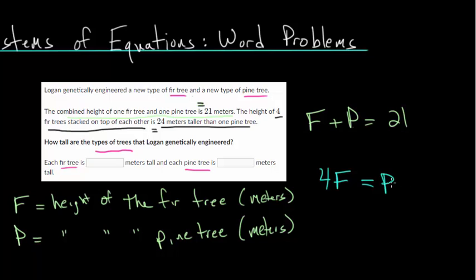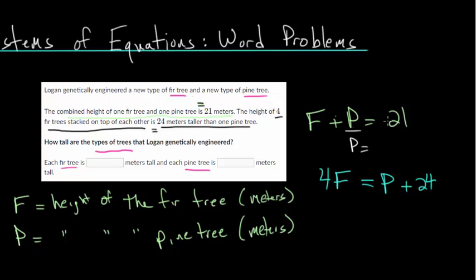So is equals 24 meters taller than one pine tree. So basically you have a pine tree and we're going to add 24 meters to that. And this expression here is a pine tree plus 24 meters. That would give you 24 meters above that pine tree. So we have our two equations, and from here we just need to solve this system. Now, for a lot of these, I would recommend substitution, but if you want, you can use the elimination method as well. So let's solve for P, but you can solve for F if you want.